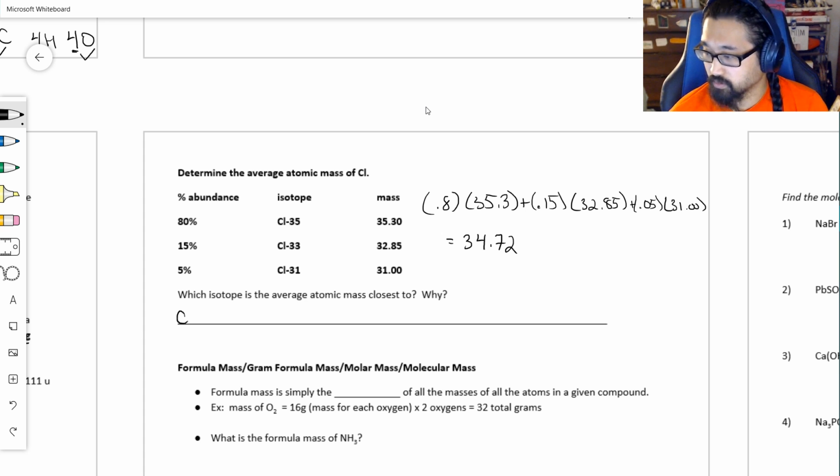Again, what is it closest to? It's closest to Cl-35 because it has the highest abundance. One day, spelling will be a thing that I can do.